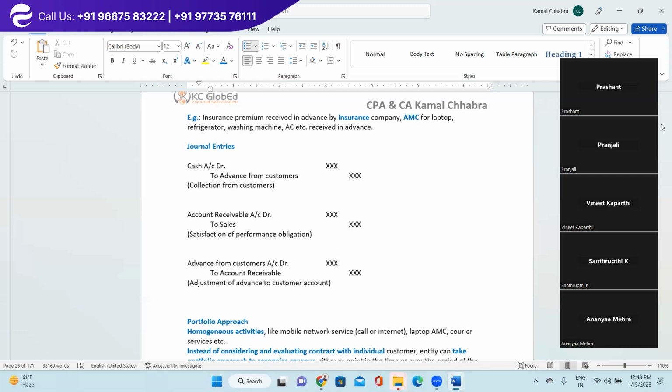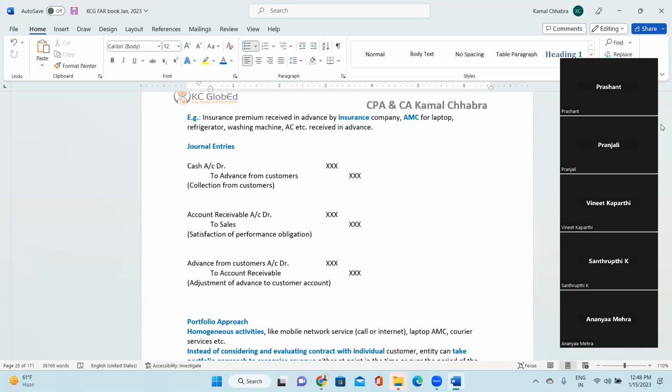After the month end, on 31st of January, you will raise an invoice for the month of January and recognize the revenue of $1,000, right? So account receivable is debited with $1,000 and sales will be credited with $1,000. That's how you make the sales entry. Yes, sir. Right?